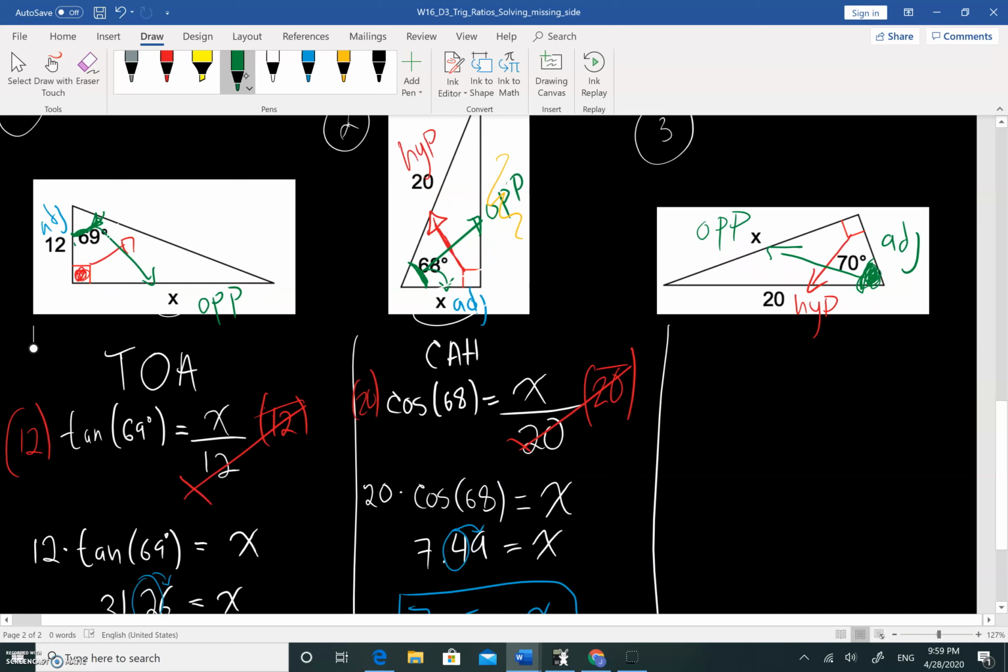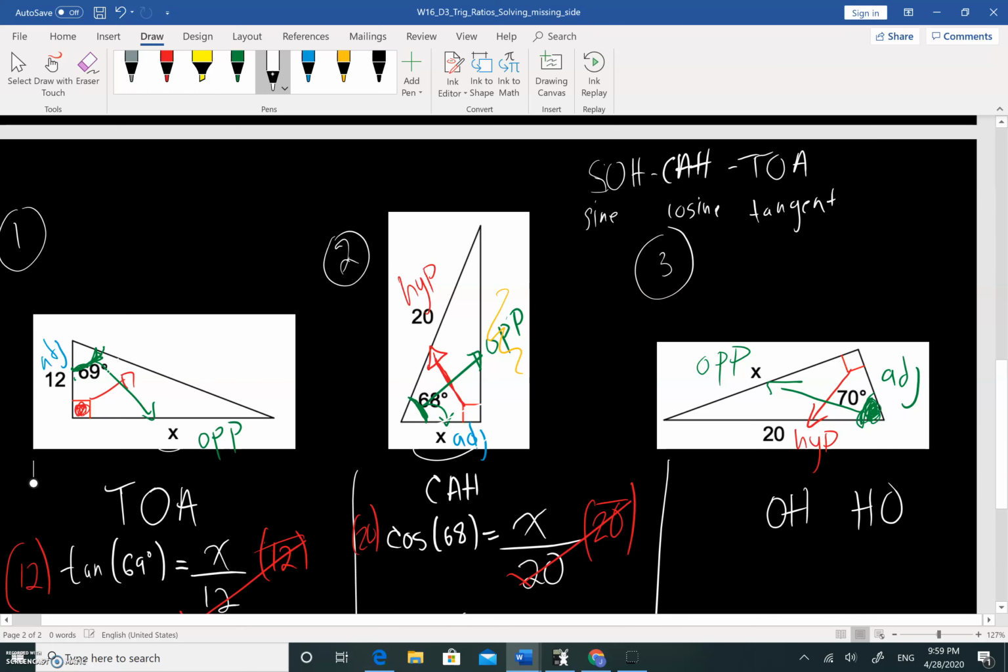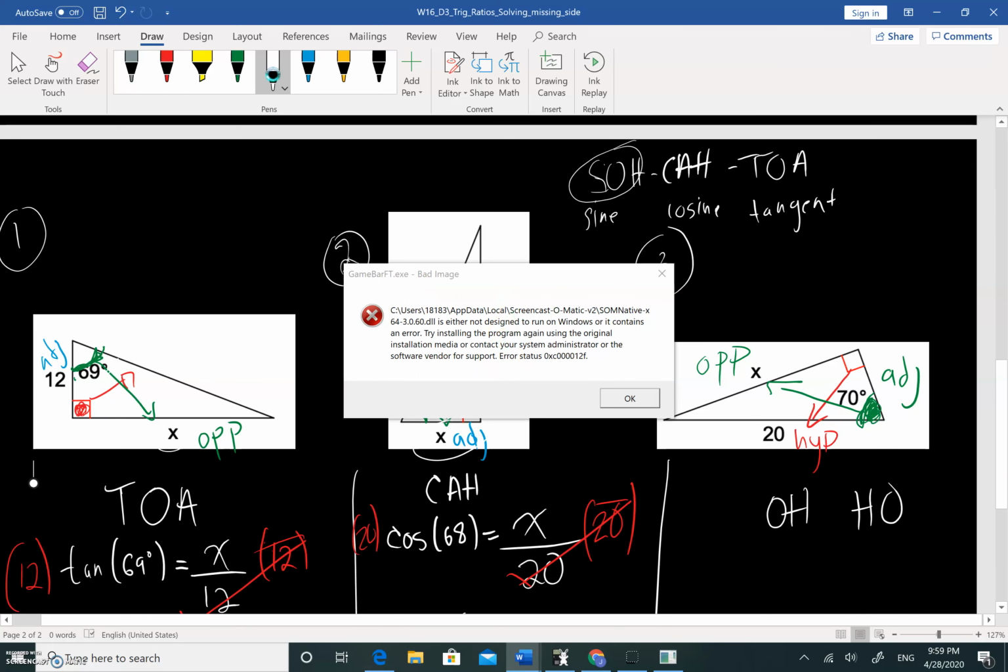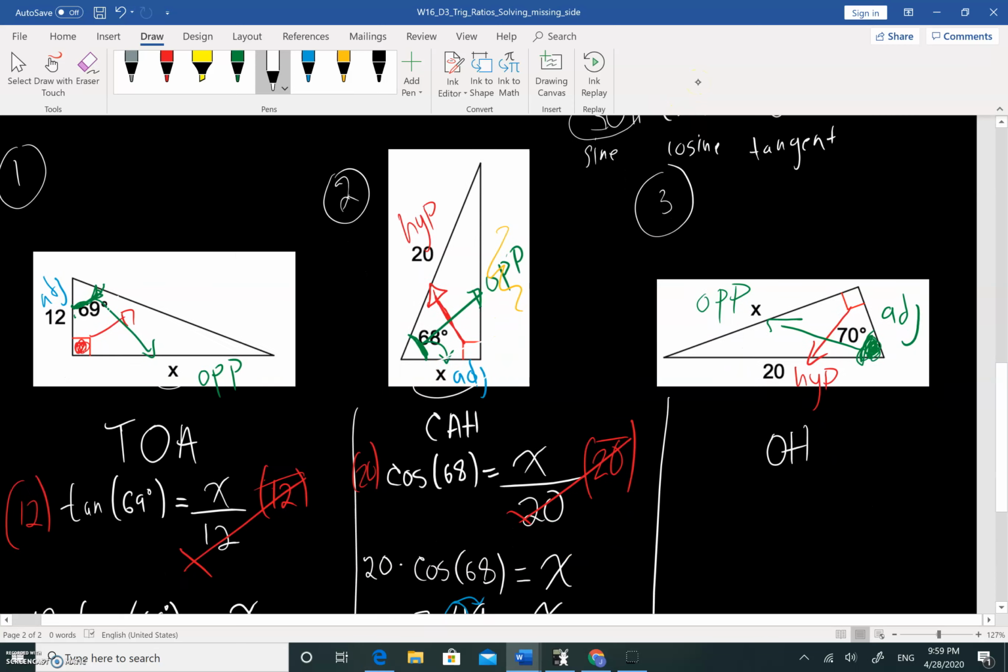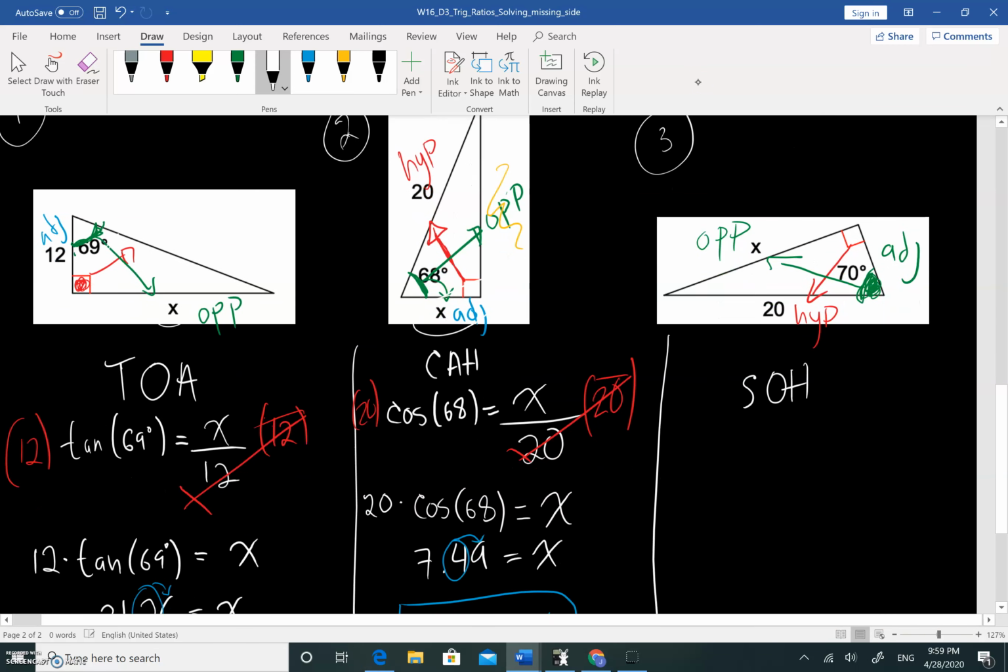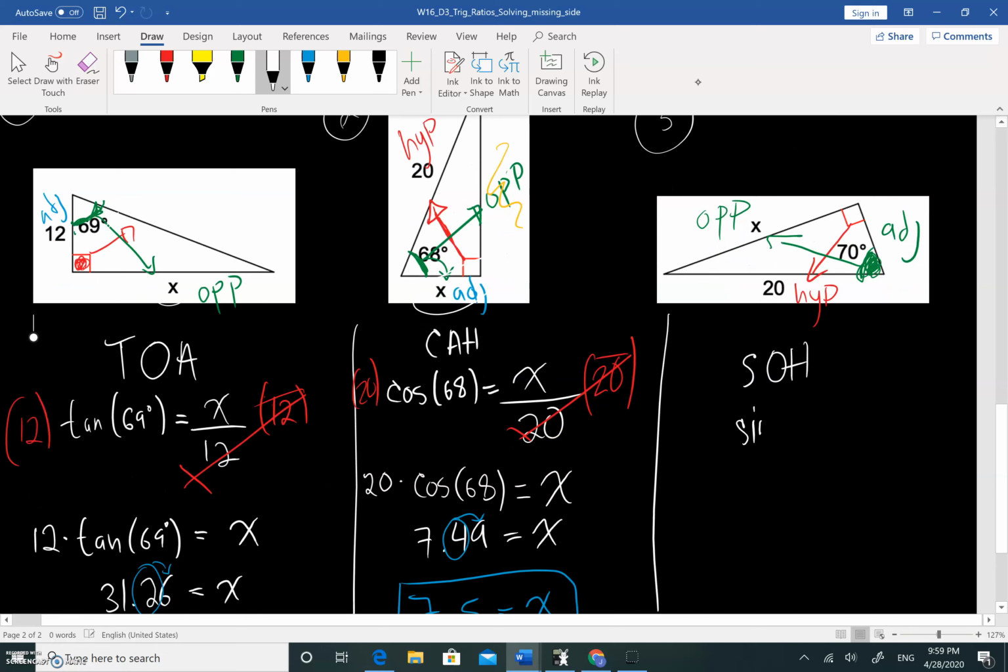So now we go ahead and we're using these two, so O and H. So I either need to find OH or HO. Which one of those two do I have? So that's going to be OH, right? Sorry about the message that keeps appearing. So we have OH, so it's going to be sine. So we're using SOH. So this stands for sine, and the angle in this case is 70.